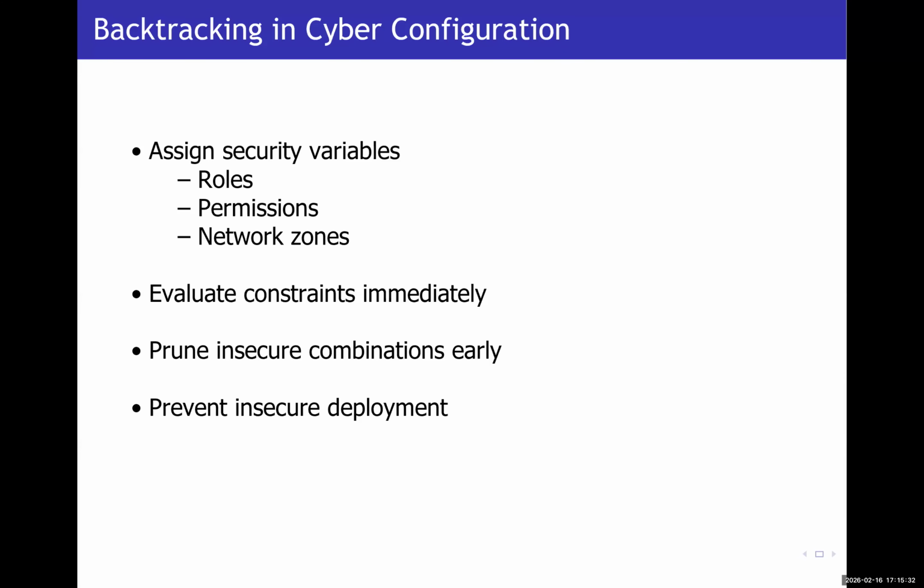So strong security systems will prune insecure combinations early. They do not wait until deployment to discover the violations, but they prevent the violations from actually being deployed. So in this sense, backtracking models are a type of proactive policy enforcement.